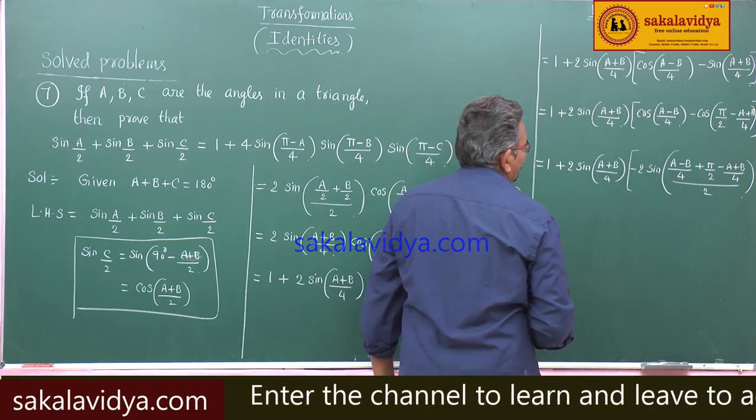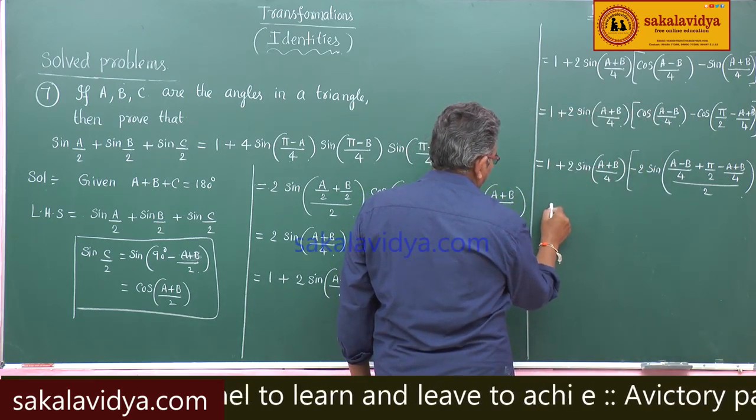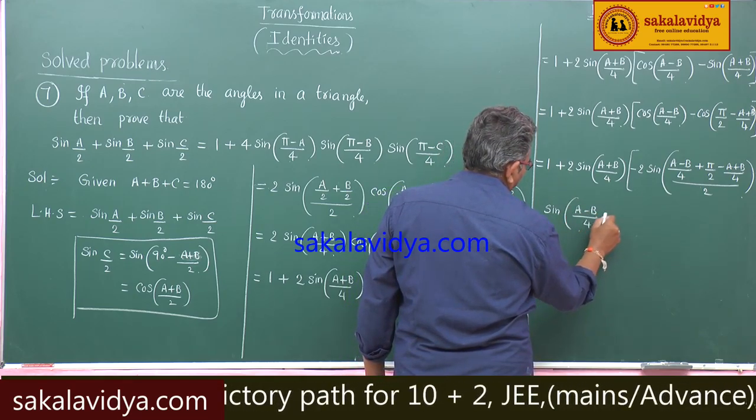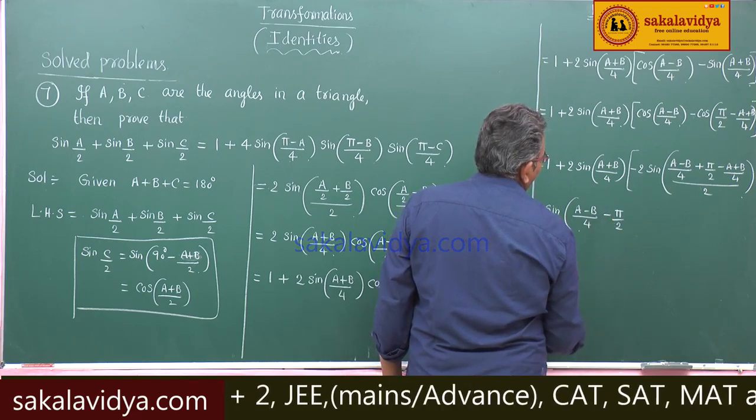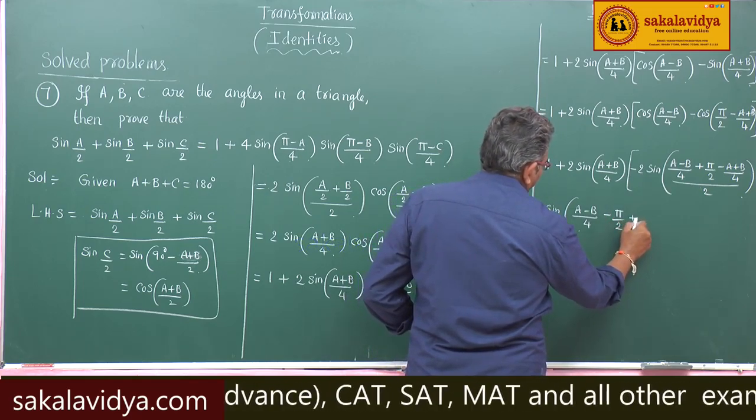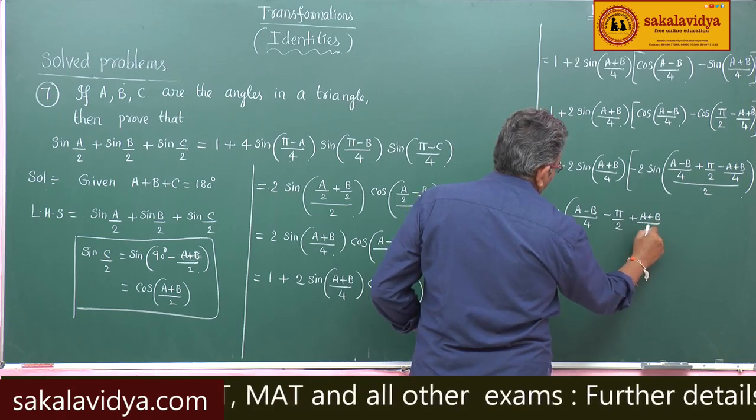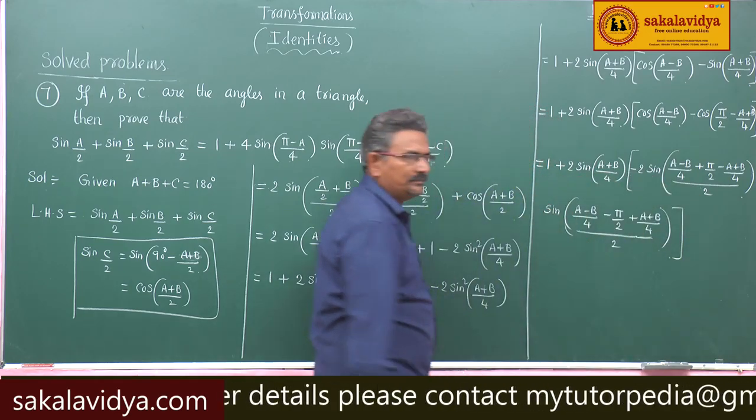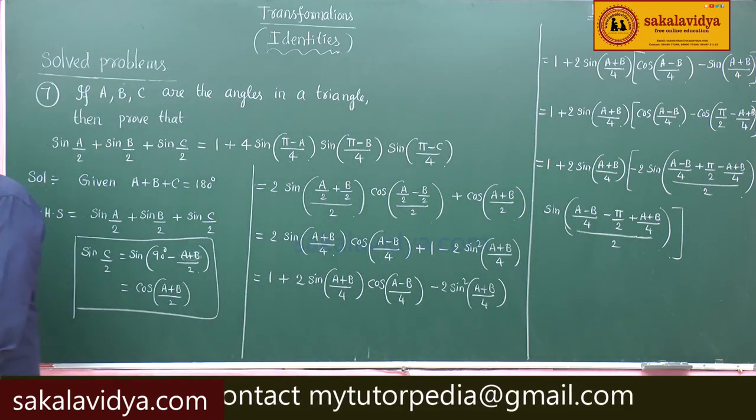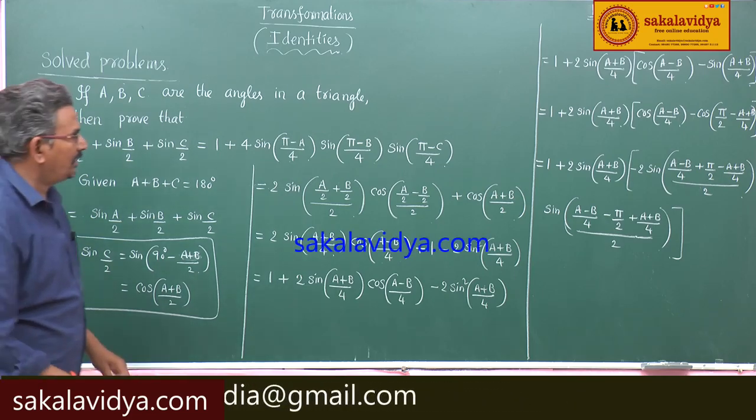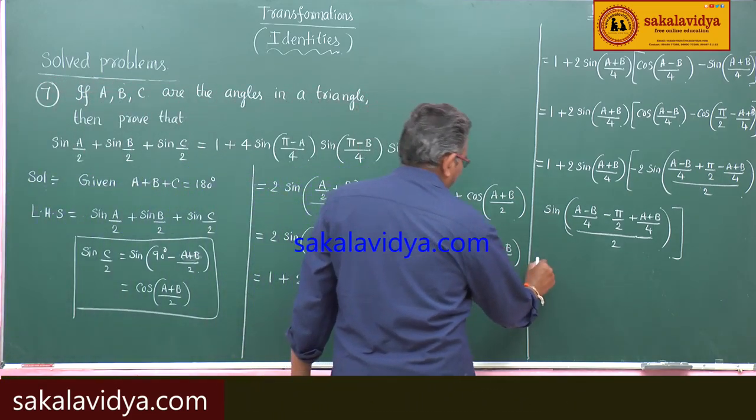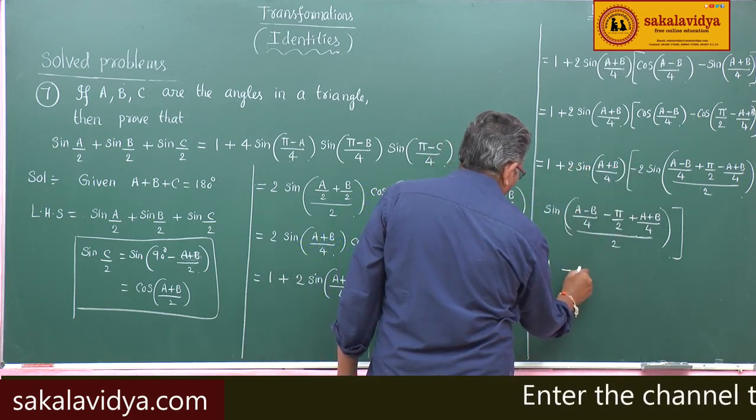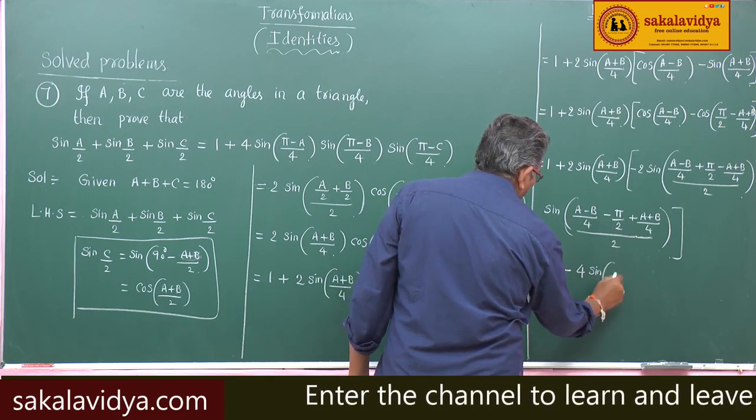And next, sine of ((A minus B) by 4 minus (pi by 2 minus (A plus B) by 4)) by 2. We have to simplify this one now. Okay. Now this can be written as 1 minus 4 sine of (A plus B) by 4, with minus 2 into 2 giving minus 4.